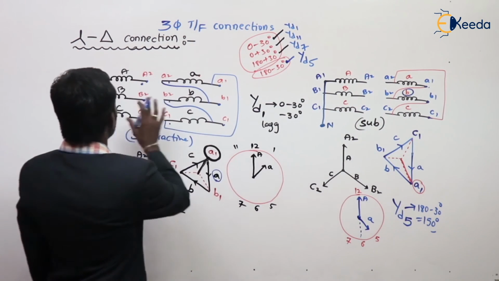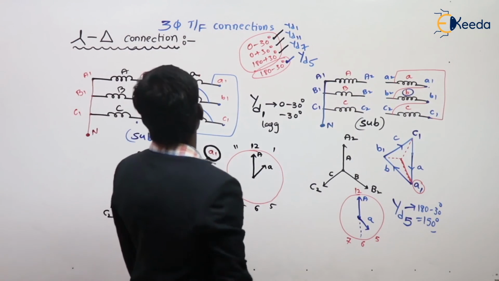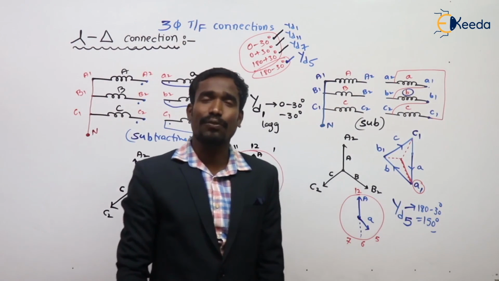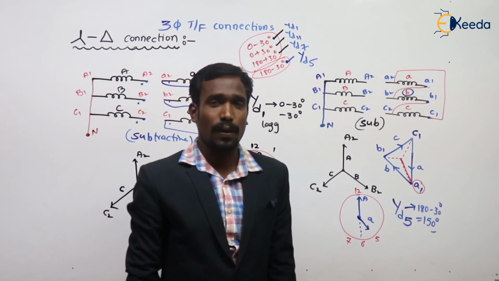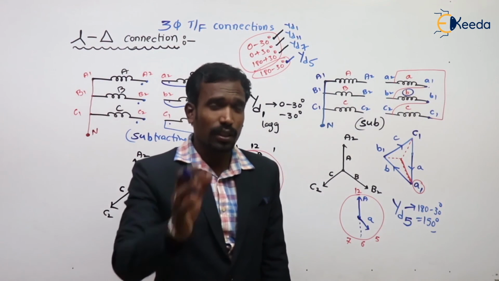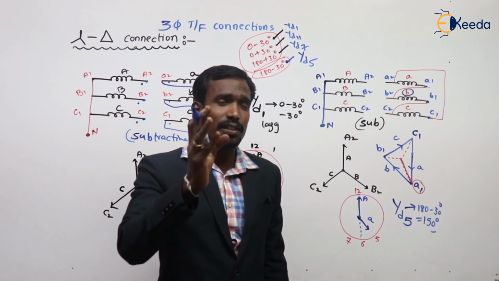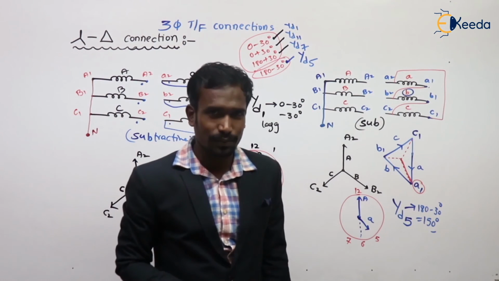These are the different connection diagrams for three-phase transformers. Did you understand? These completely cover delta delta, star star, star delta, and delta star.